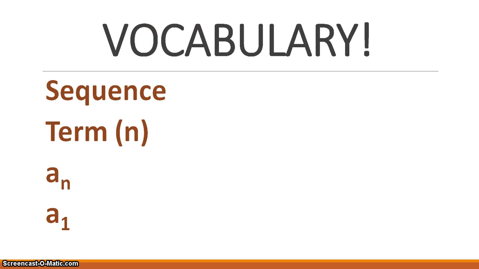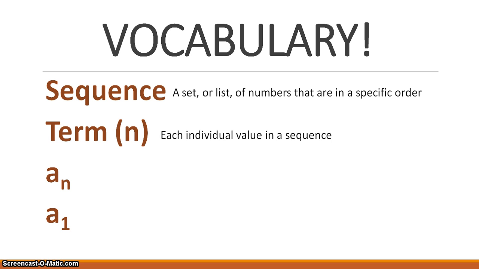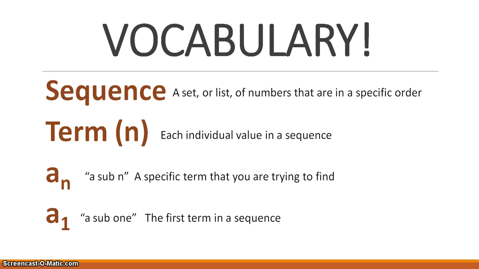Alright, the vocabulary we need to learn for today's lesson is sequence, and that is a set or list of numbers that are in specific order. Term, in parentheses, is each individual value in a sequence. A sub n is a specific term that you're trying to find, and then A sub 1 is the first term in a sequence.